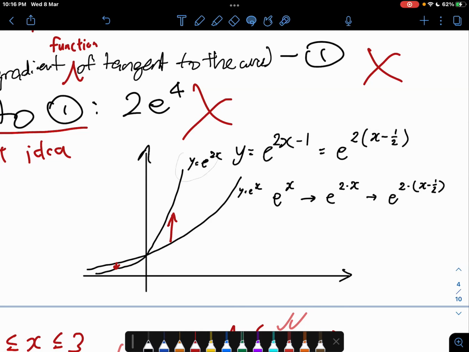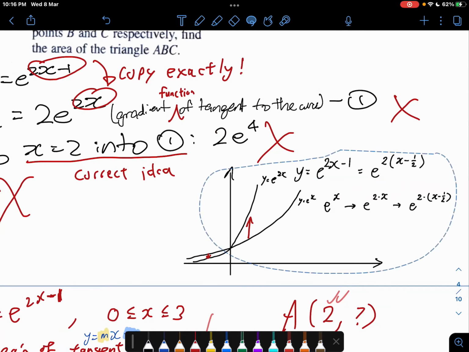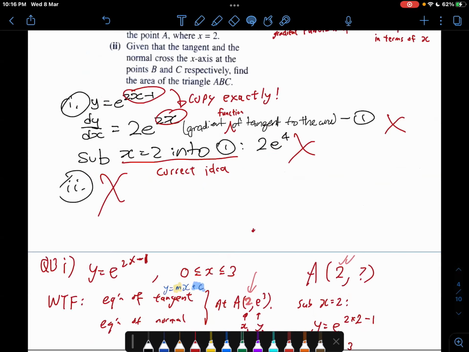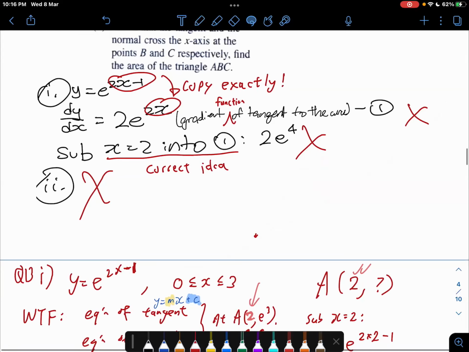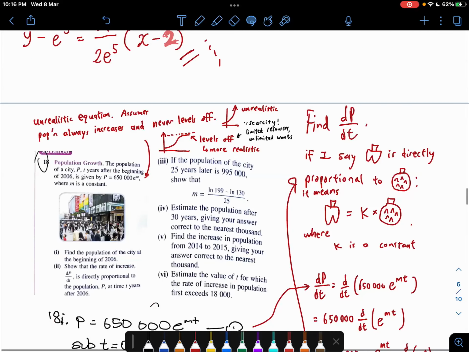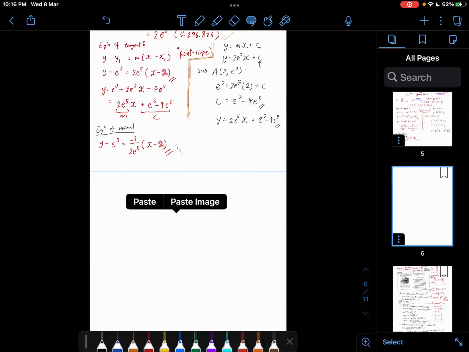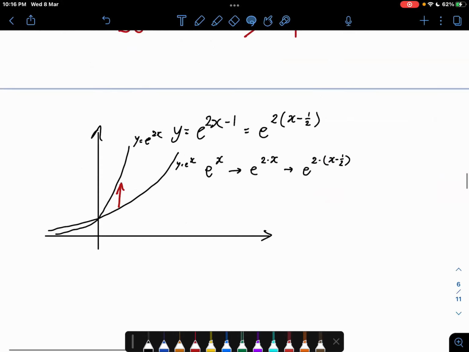So I just copy and paste. Oh, I'm running out of space. Wait a minute, let me do this on a new page. Paste. Good. This guy, where was my original function? There it is.